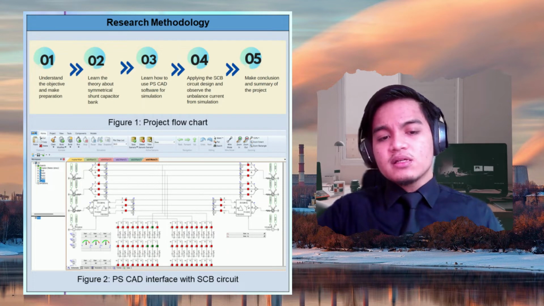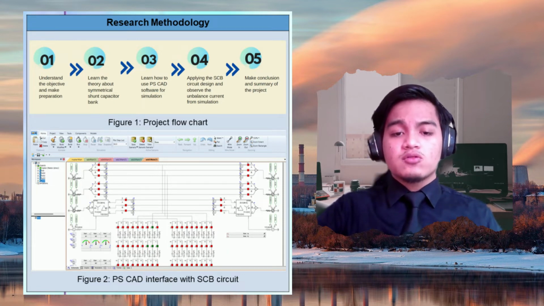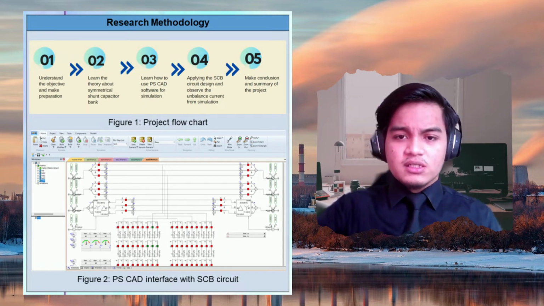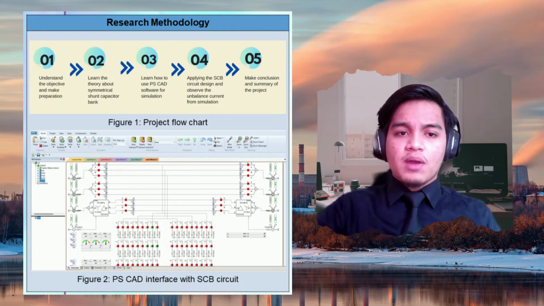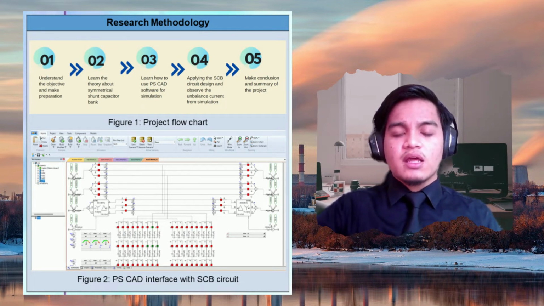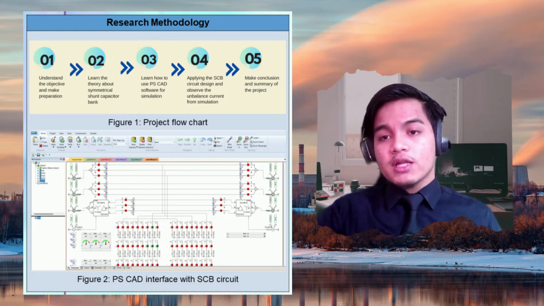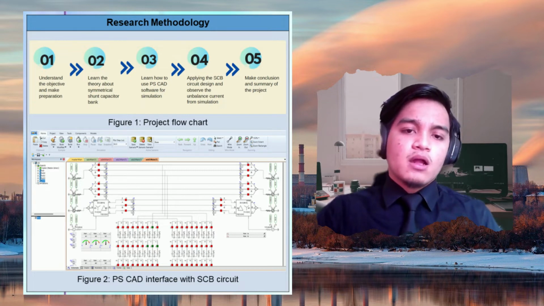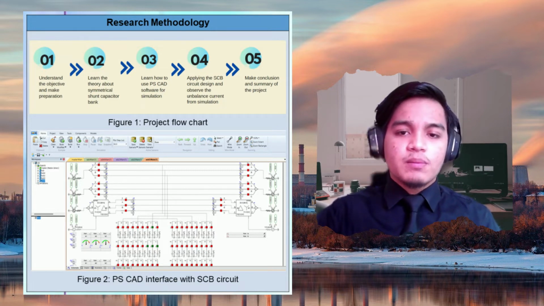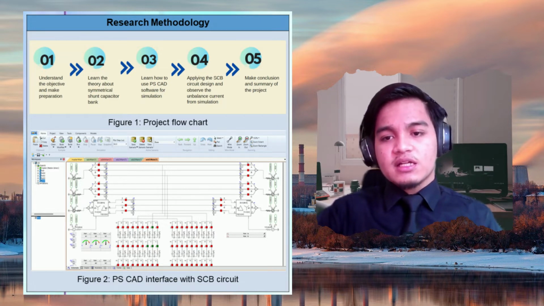Now, step 3 is about learning how to use software for the simulation. For this project, we will use PSCAD software to make an SCB circuit and simulate what will happen when one or more of the capacitors get broken in the shunt capacitor bank. The result of the simulation will be observed and discussed in the next step.